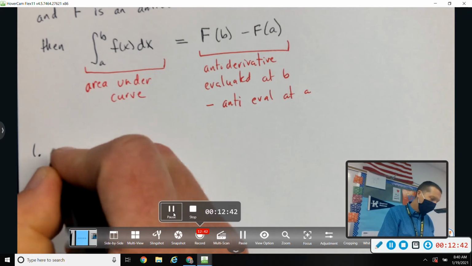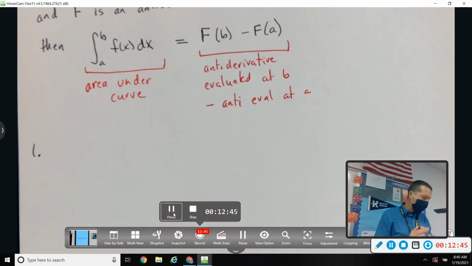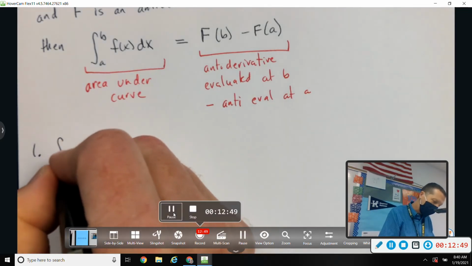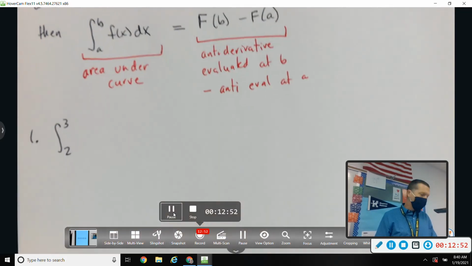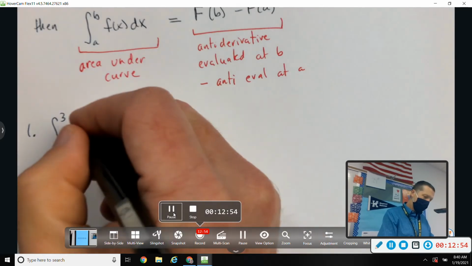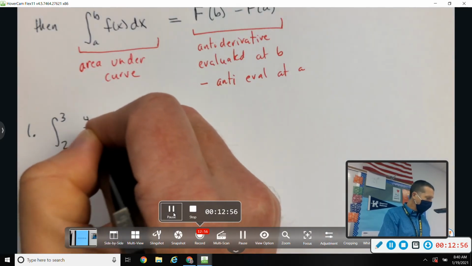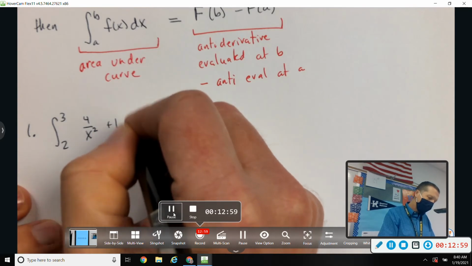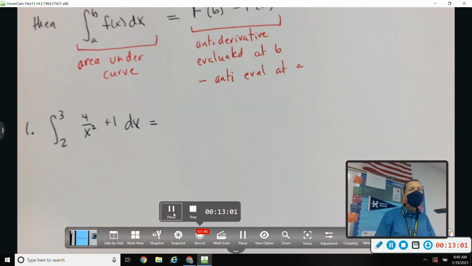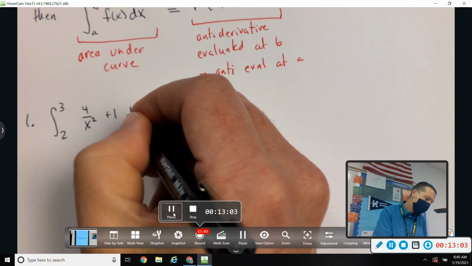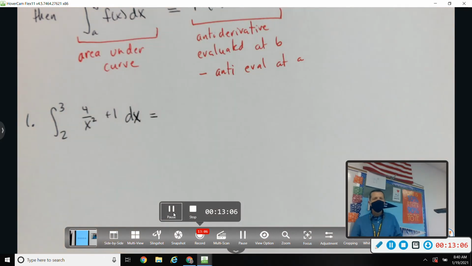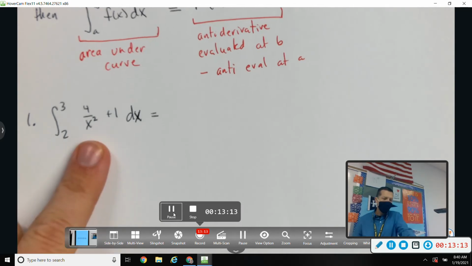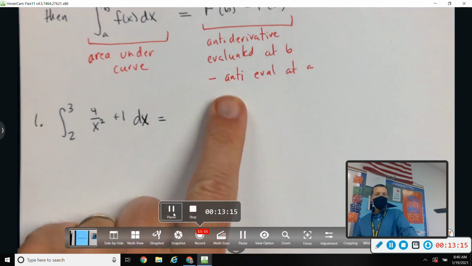Let's do some examples. Today is going to be pretty straightforward examples of just making the connection between the two things. So the integral from 2 to 3 of 4 over x squared plus 1 dx. So the area under the curve from 2 to 3 of that thing. Obviously this is not a candidate for geometry because I don't know what that looks like. So instead we're going to use the antiderivative.